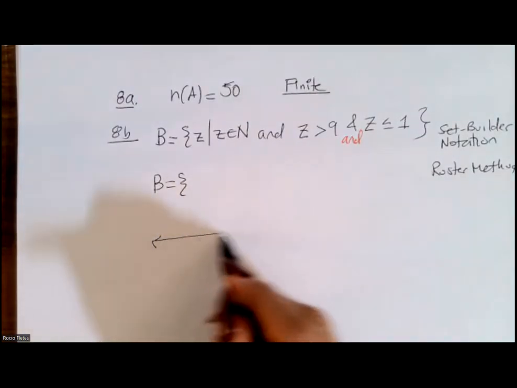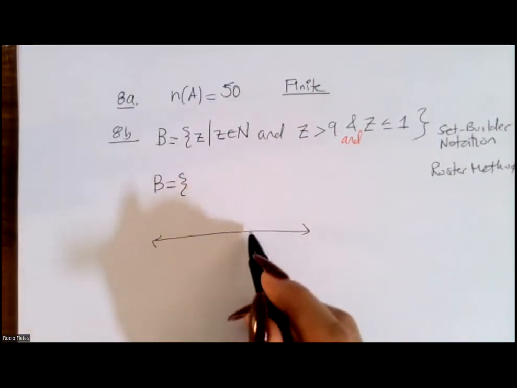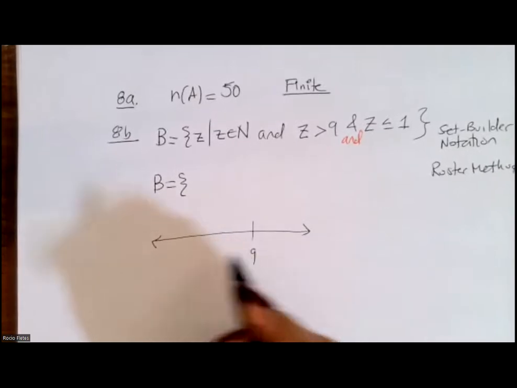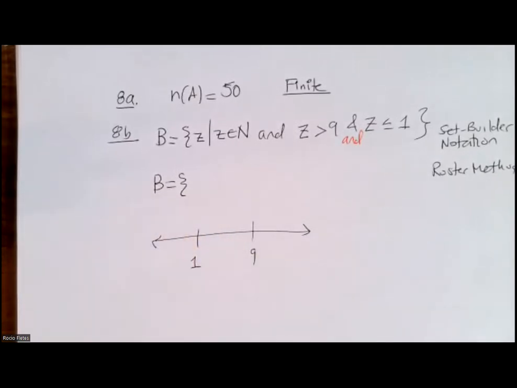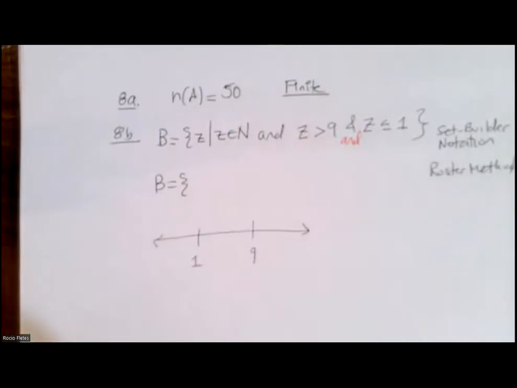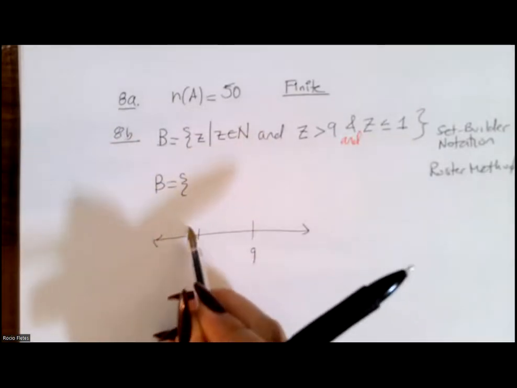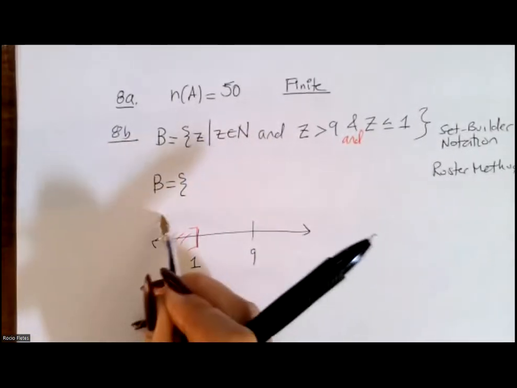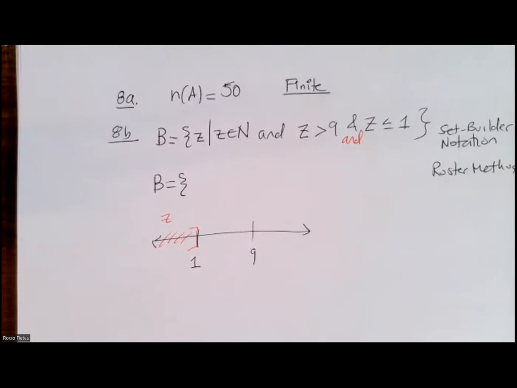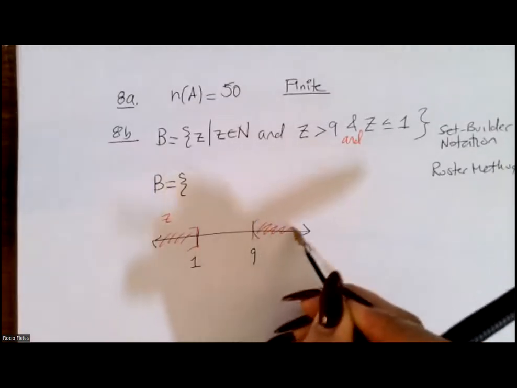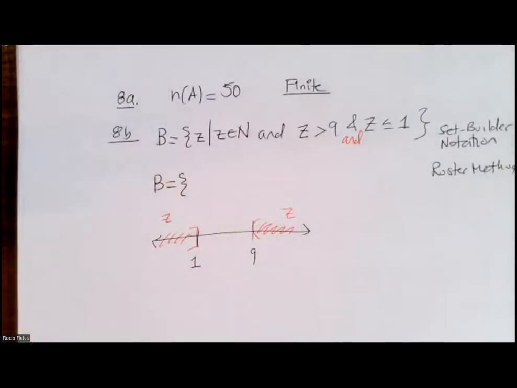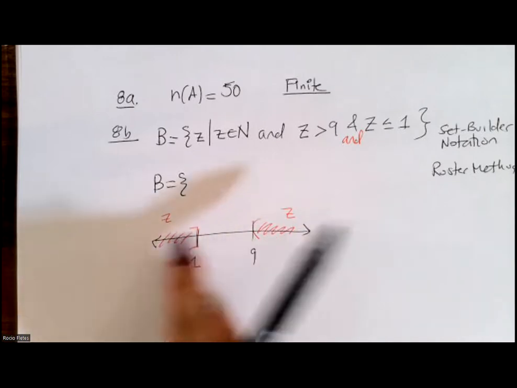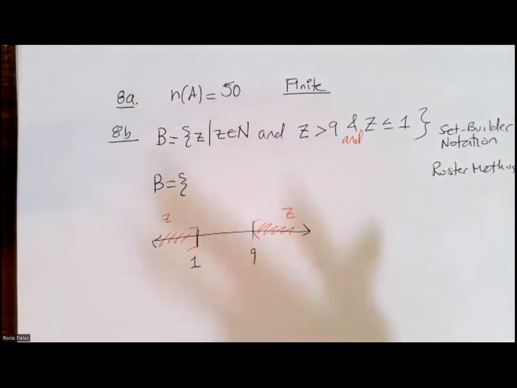If you draw the number line, okay, here's 9, right? And then here's 1. So z has to be less than or equal to 1. That means that z is over here. But then at the same time, z has to be greater than 9. So that means that z has to be over here. It cannot be in both places at the same time. The key here is to know that it has to be in both places at the same time. That cannot happen. So B is the empty set.